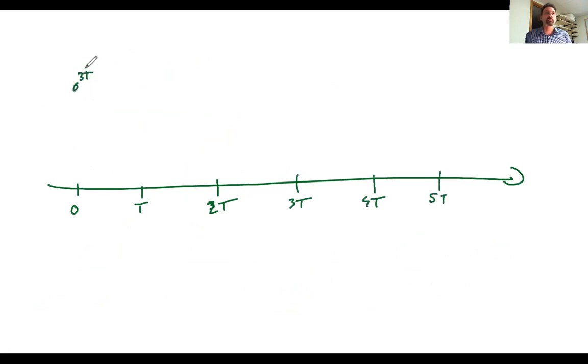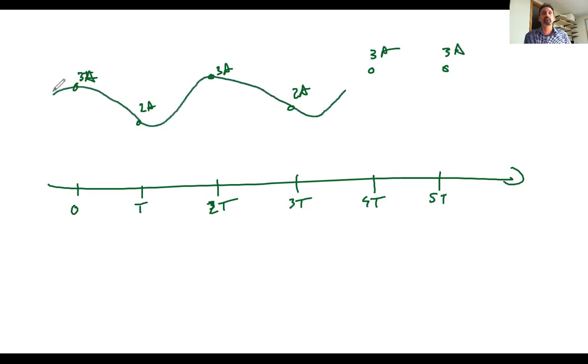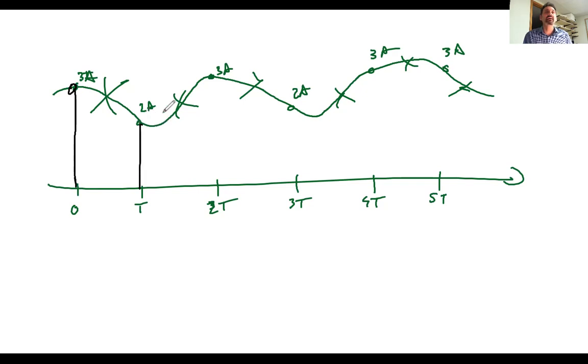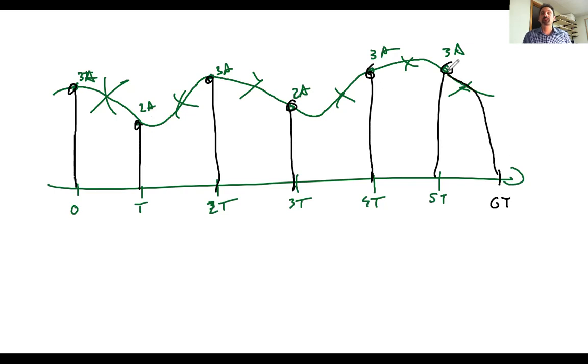So 3A, 2A, 3A, 2A, 3A, 3A, and it'll look like this. Actually, it shoots down, but. And what happens is if you throw away the rest of the stuff in between those desired samples, you get exactly 3A, exactly 2A, exactly 3A, exactly 2A, and 3A, and 3A, and then if we go to 6T, this should go down to zero.